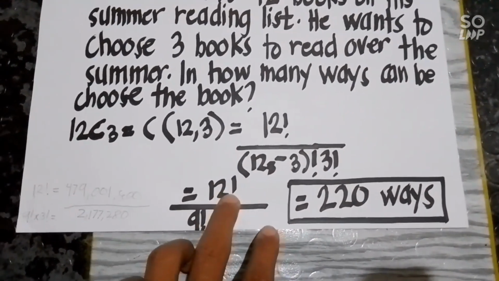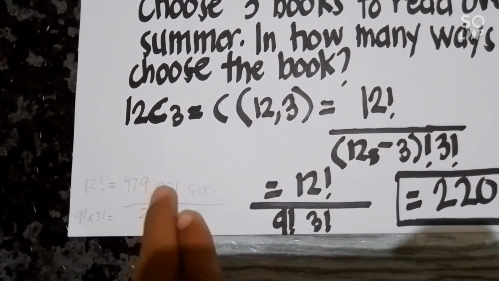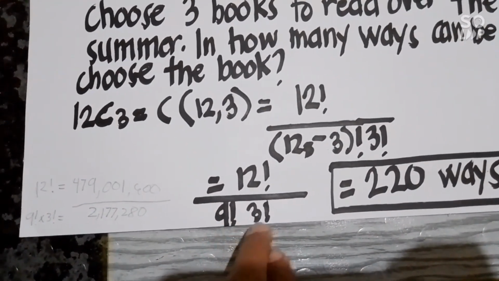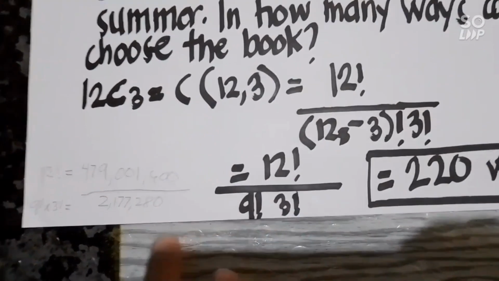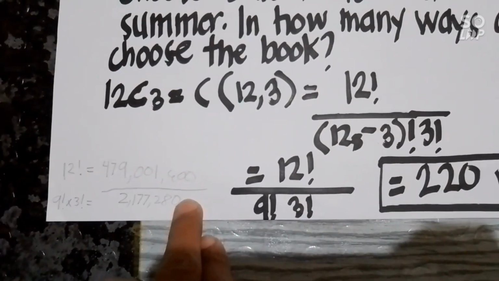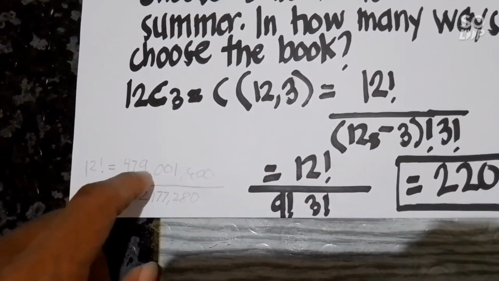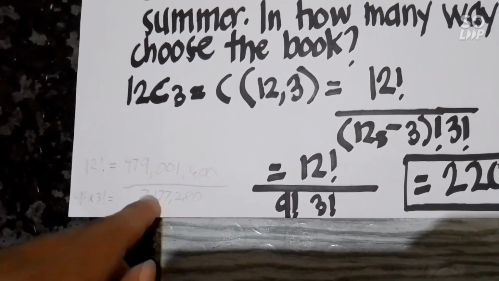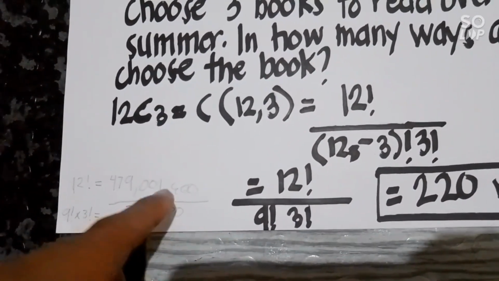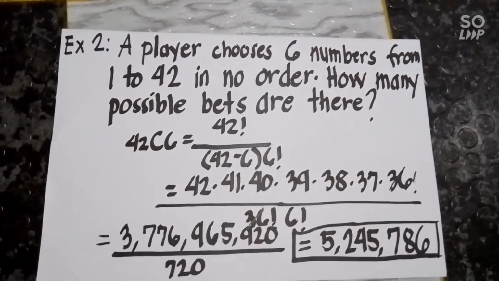The result of 12 factorial is 479,001,600. Then the result of 9 factorial times 3 factorial is 2,177,280. So we divide 479,001,600 by 2,177,280, and the result is 220 ways.